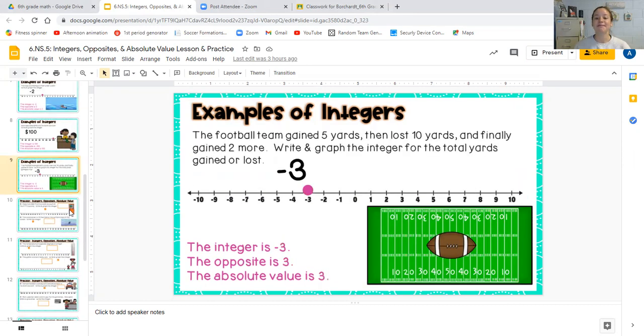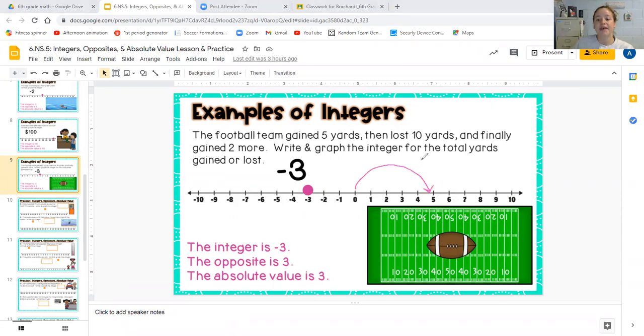All right, the football team gained 5 yards, then lost 10 yards, and finally gained 2 more. If we're looking at this, it's given us a couple of them, so we're going to have to create an equation of this real world experience to figure out what would be left over. We can use a number line when we're doing that. First of all, the team gained 5 yards. So if we're at this 0 here, say we gained 5 yards.